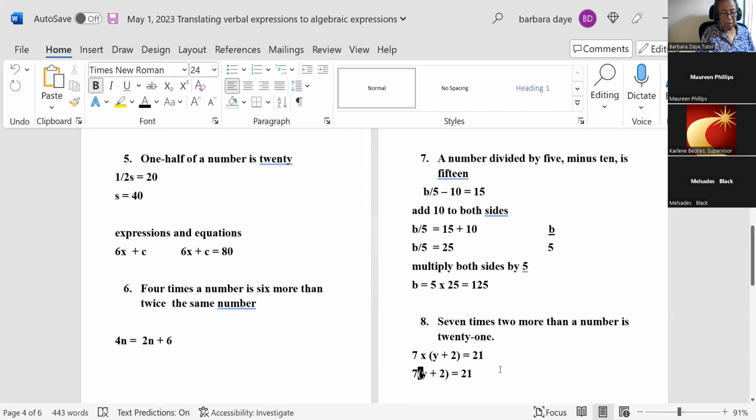I just think it's clearer to leave the x out, because remember, parentheses mean multiplication too. The 7 in front of the parentheses means multiply 7 by everything within the parentheses. Got it? Yes, that's true. Questions?